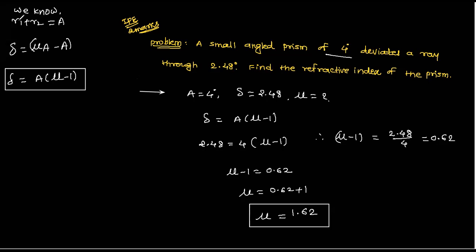Next one, dispersion of light. So you know what is dispersion of light? Dispersion of light definition is what? Simply splitting of light into its constituent colors.